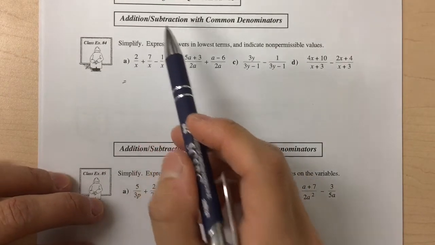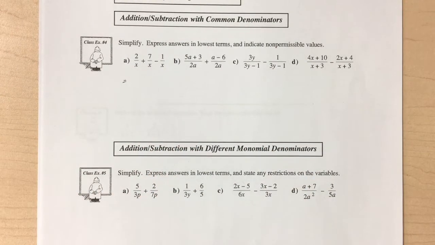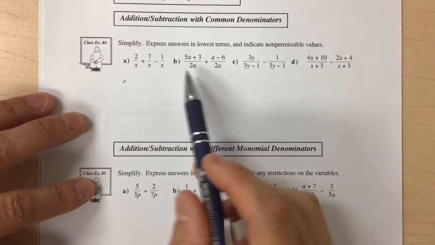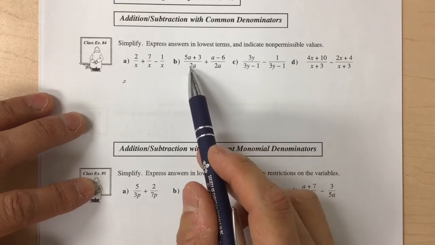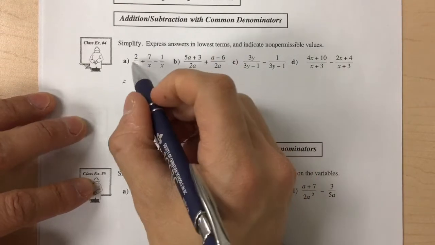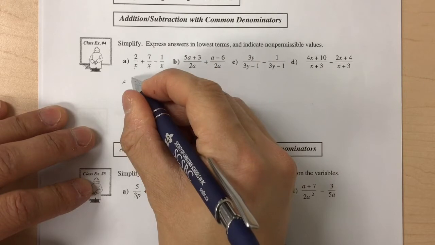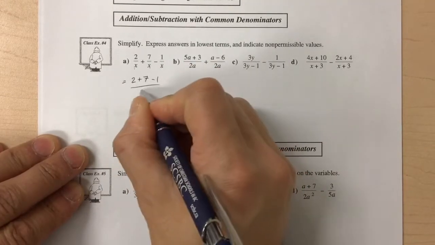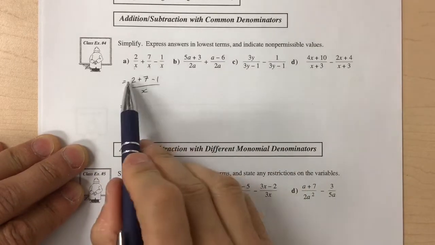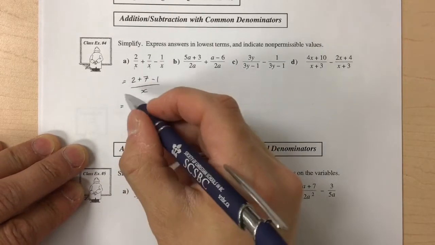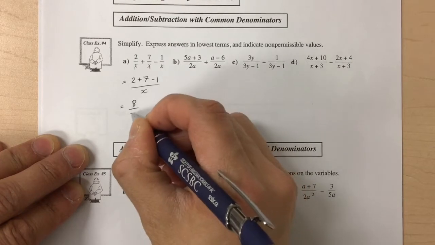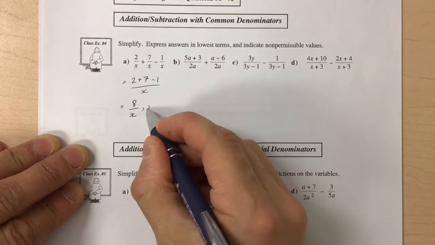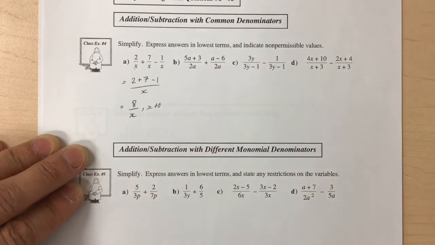So now we're going to look at the addition and subtraction with common denominators. Now in this case, my denominators are the same, even though they're all variables, but it's actually easier because I can just combine these into one denominator. So that's going to end up being 2 plus 7 minus 1 all over x. So 2 plus 7 is 9 minus 1 is 8 over x. And we also want to state the non-permissible values. And in this case, x can't equal 0.